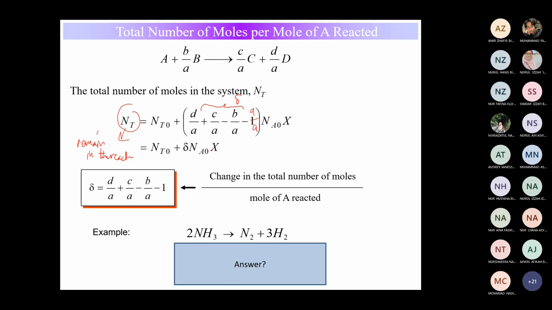You can simplify it into this equation. Alright, delta. The definition of delta is the change in the total number of moles over the moles of A reacted. So why don't we do some exercise here? What would be the answer here?